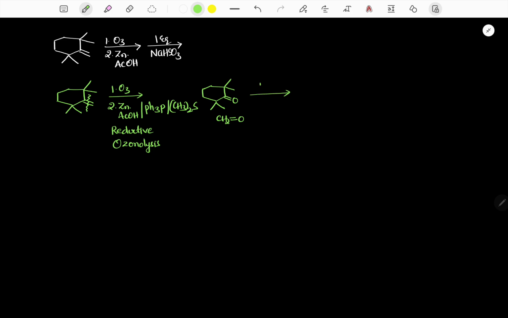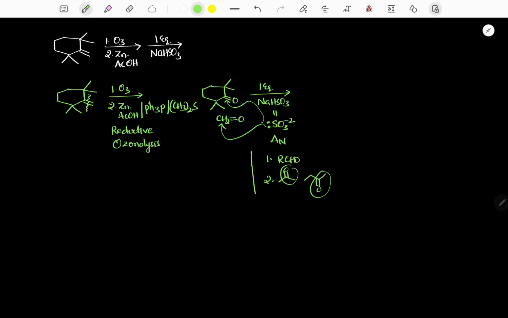Now it is treated with 1 equivalent sodium bisulfite, and here the nucleophile is SO3 2-, where sulfur is the nucleophilic site. The sulfur can attack the aldehyde, and the sulfur can attack the ketone. That means nucleophilic addition is possible. We also know that it reacts with aldehydes and with methyl ketones. So mainly these compounds react with sodium bisulfite.